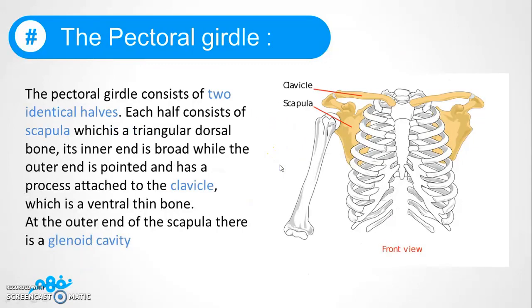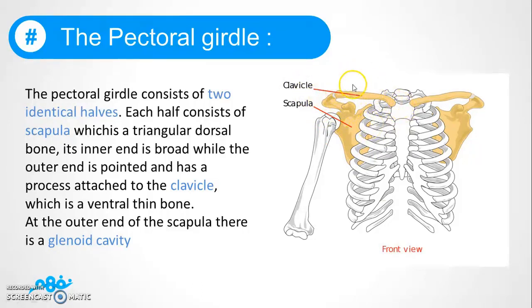Oh, the pectoral girdle. Before, we said that we have 2 types of girdles, the pectoral one and the pelvic one. So, let's explain the pectoral girdle. It consists of 2 identical halves. This side is the same as this side. On each side, we have the scapula and clavicle. The scapula is the triangular dorsal bone. Its inner end points inward, while the outer end has a pointed head, a process attached to the clavicle. This is the scapula bone that has the triangular shape, and the clavicle bone.